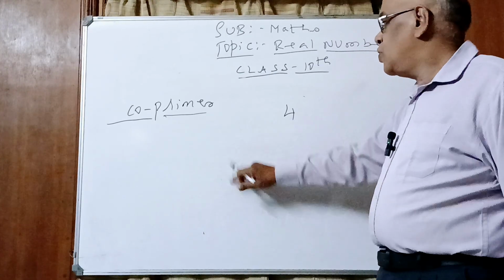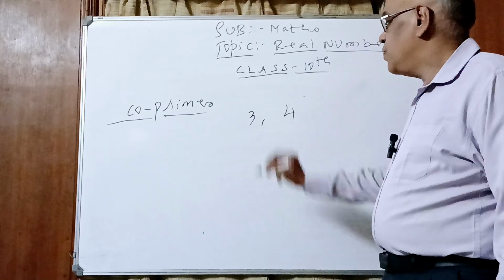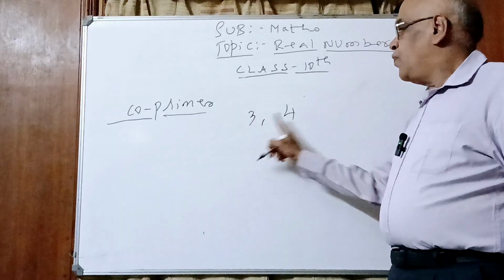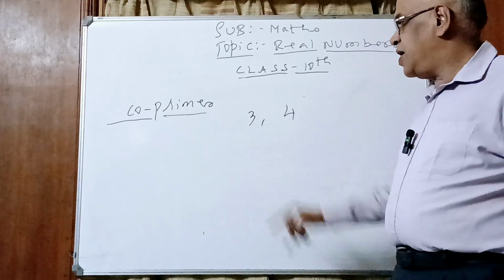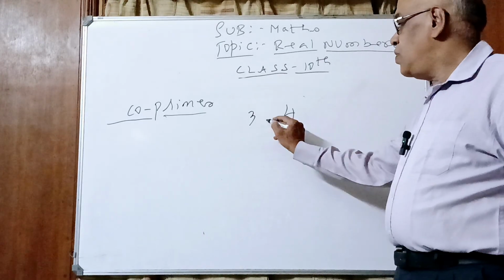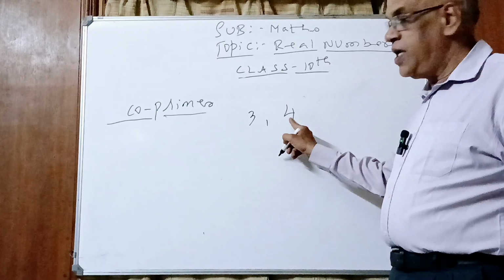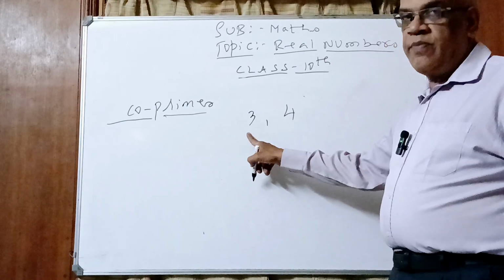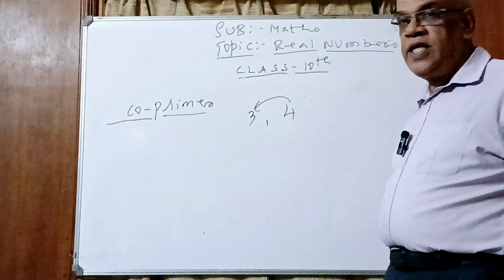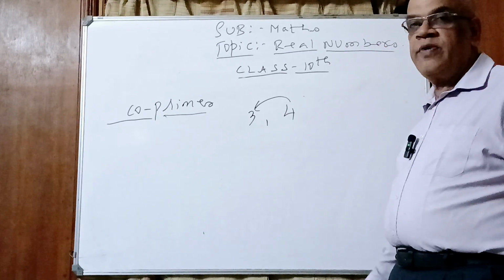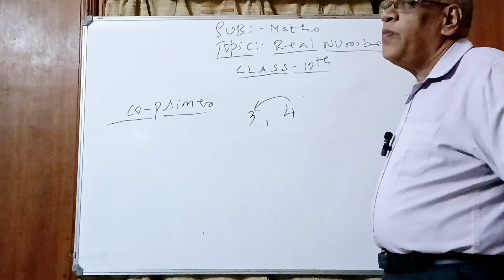Yeah. Now remove 2 and put 3. 4 is a composite number. 3 is a prime number. Yes or no, children? Yes. Now, 4 is a composite number. 3 is a prime number. When 4 makes a friendship with 3, then they are called co-prime numbers.